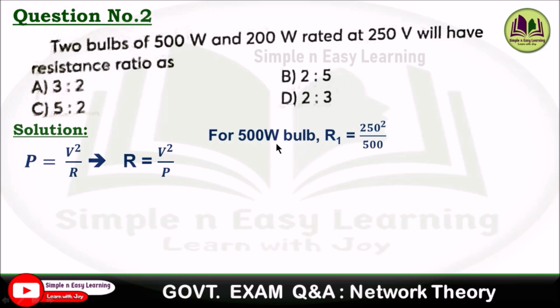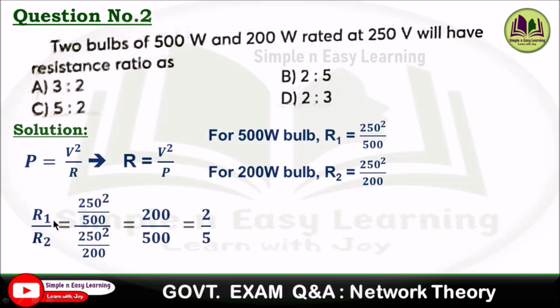So for 500 watt bulb R1 equal to V square, 250 square divided by 500. Similarly for 200 watt R2 is equal to 250 square divided by 200. So keep this 250 square as it is so that it is easy for us to cancel that. And now in the question they ask the resistance ratio R1 by R2. So R1 by R2 is 250 square by 500 whole divided by 250 square by 200.